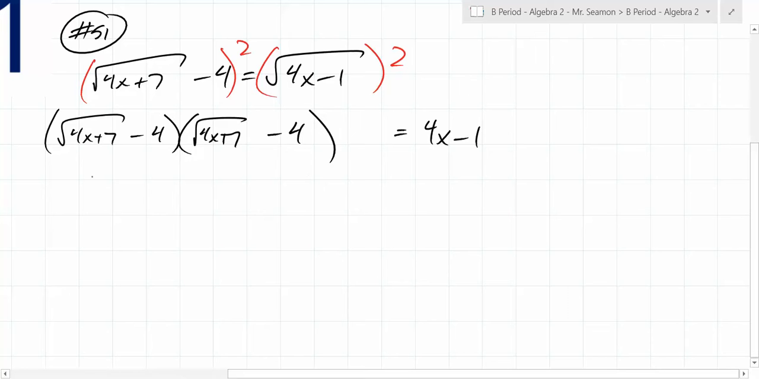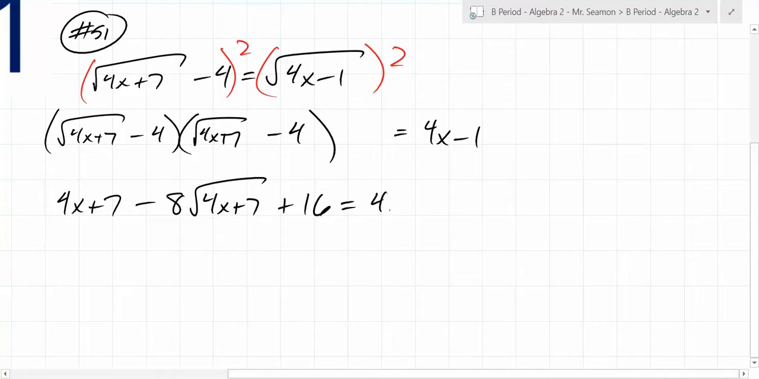What's the square root of a number times the square root of that same number? That number. So the square root of 4x plus 7 times the square root of 4x plus 7 is 4x plus 7. And then you have minus 4 of those things, and again minus 4. So minus 4 of them plus minus 4 of them is minus 8 of them. And then what's minus 4 times minus 4?